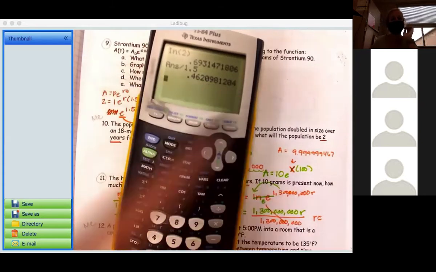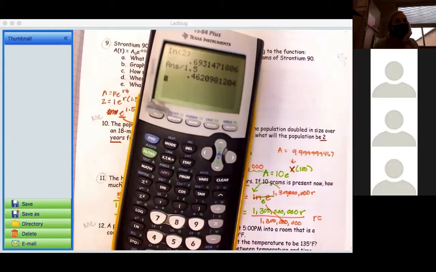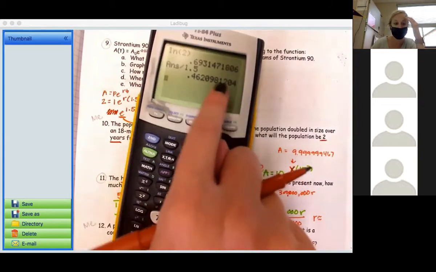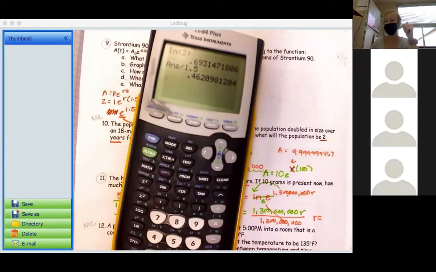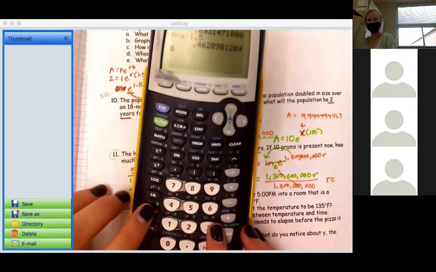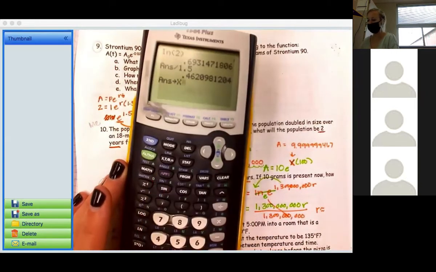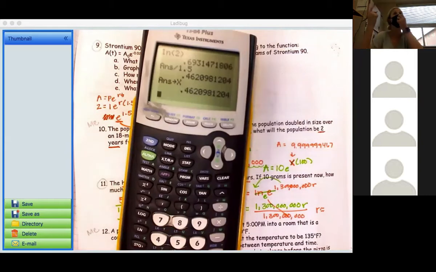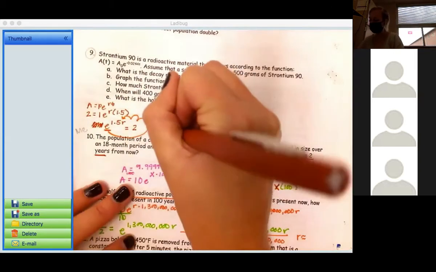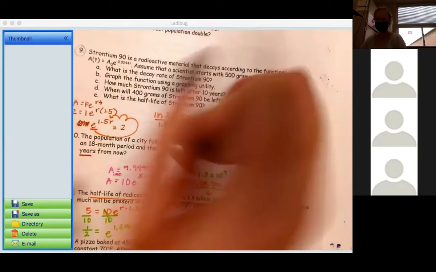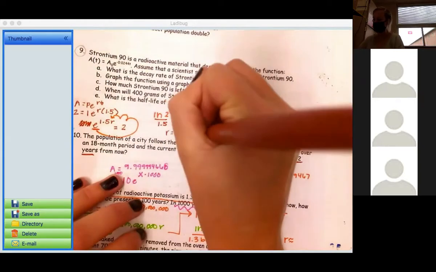Okay, so 0.462098, blah, blah, blah. What kind of number is this? Irrational. You can't write it as a fraction. It goes on forever. So what should you guys do with this rate? Store as X. Very good. So I'm going to hit the store button. Store my answer as X and hit enter and it'll spit it back out. That means it stored it, okay? All right, so now we know what our rate is. I stored it as X. So now, let me come up here.